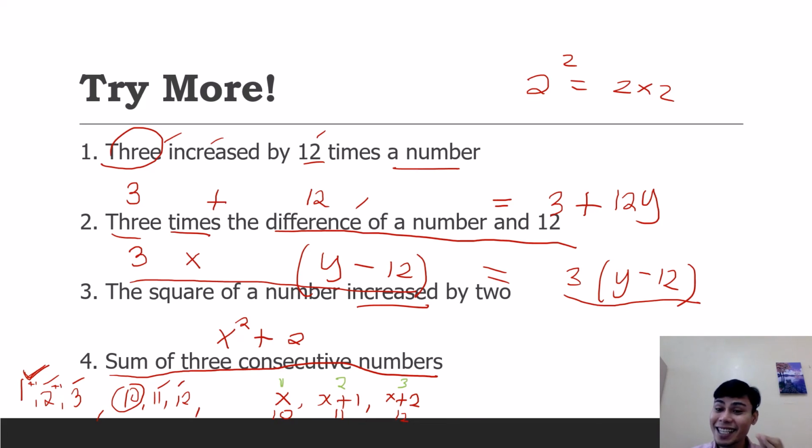Yes, since it's the sum, add these all. So, x, so let's use blue. x plus (x plus 1) plus (x plus 2). And that's it. That's just it. If you have questions, feel free.